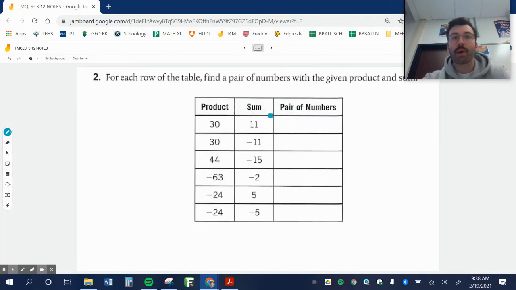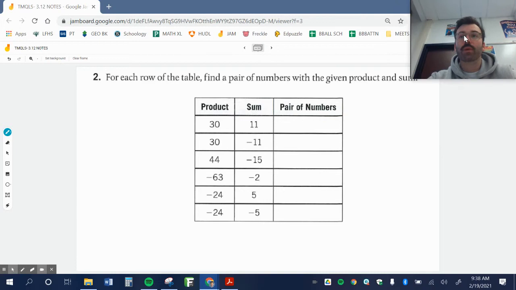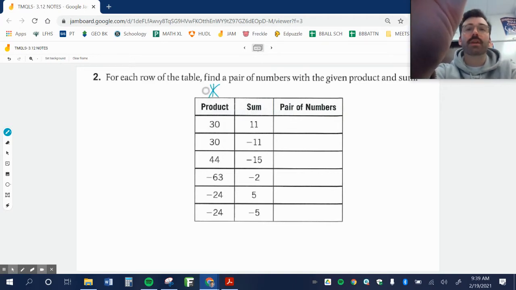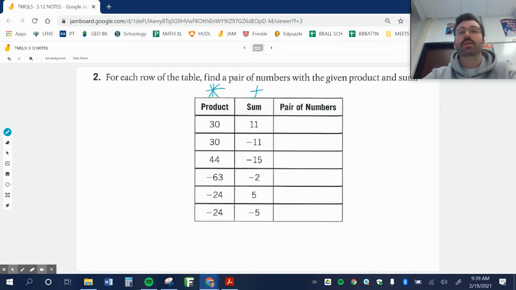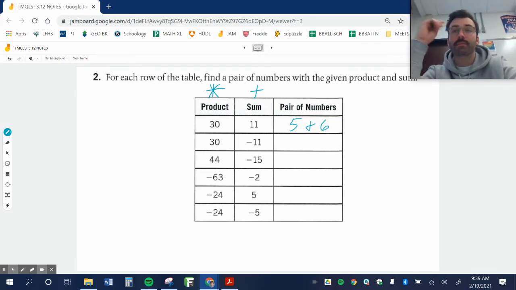I want to talk about this. My goal right now is to find a pair of numbers in this third column whose product, remember product means multiplication and sum means addition, so 2 numbers that multiply to 30 and add to 11. I'm going to give you the first 2: 5 and 6. Both of those numbers multiply to 30. If I add them, their sum is 11.